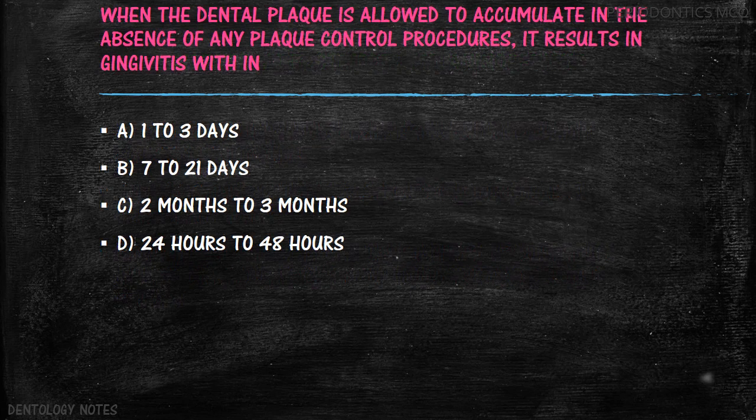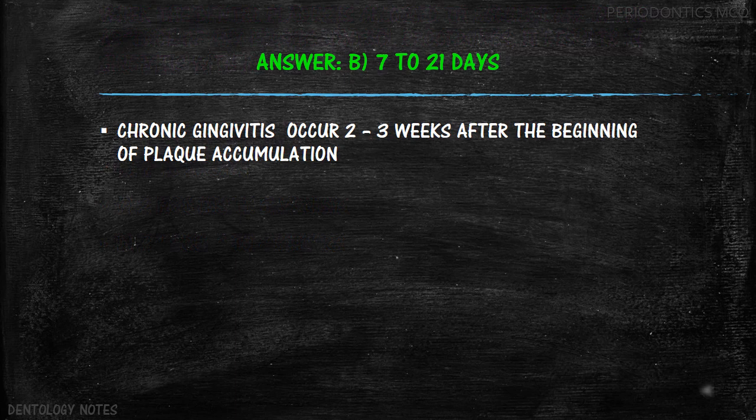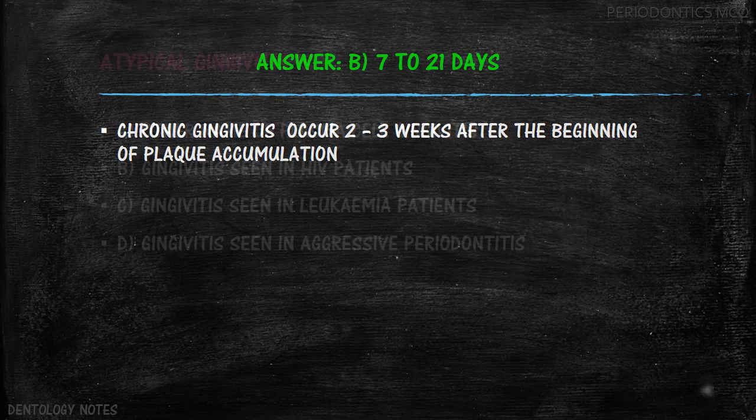When the dental plaque is allowed to accumulate in the absence of any plaque control procedures, it results in gingivitis within: A. 1 to 3 days, B. 7 to 21 days, C. 2 months to 3 months, D. 24 hours to 48 hours. The answer is B. 7 to 21 days. Chronic gingivitis occurs 2 to 3 weeks after the beginning of plaque accumulation.